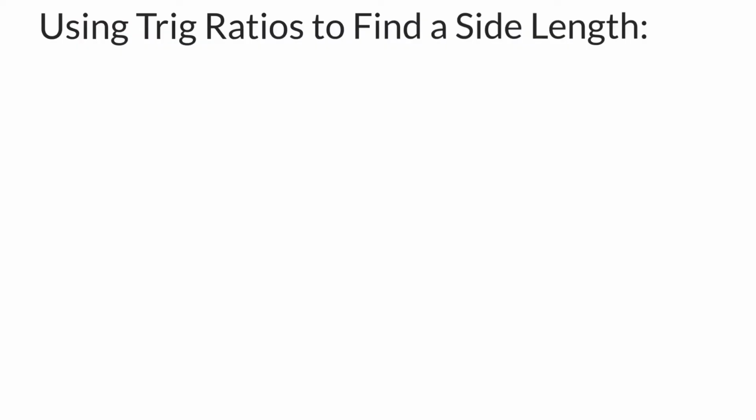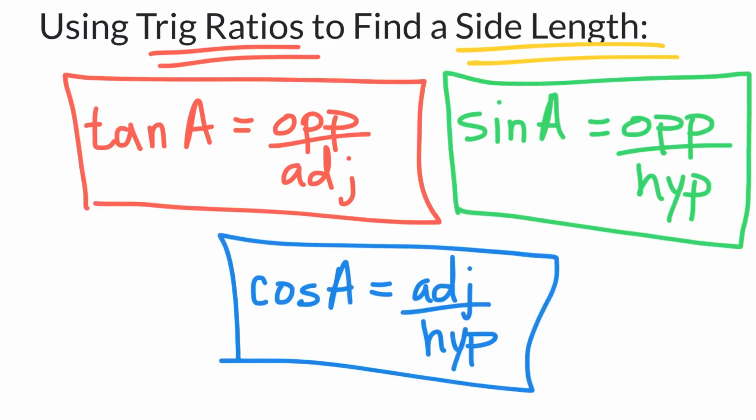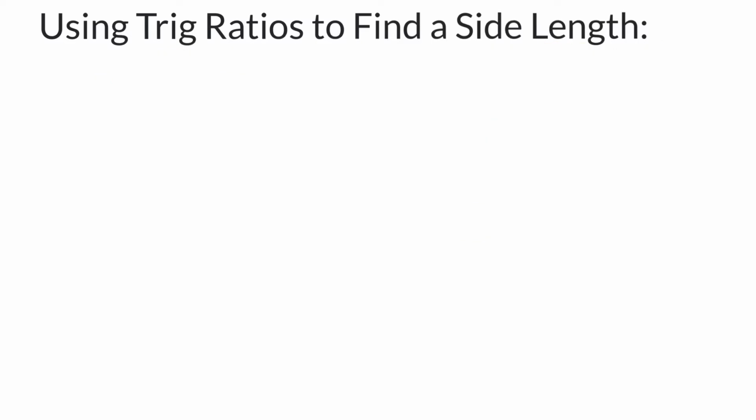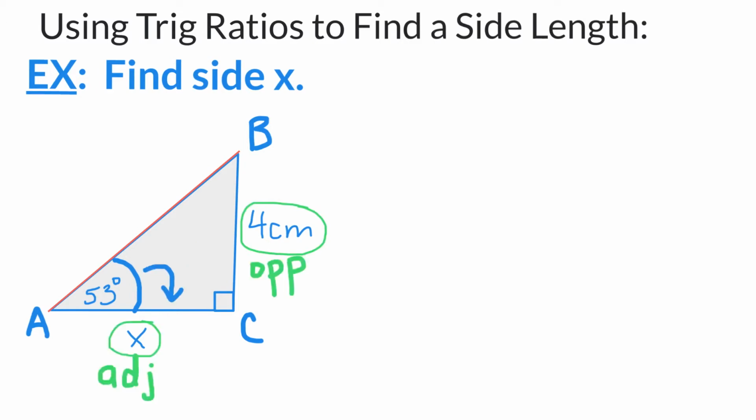Method, we are going to use the trig ratios to find a side length. Let's look at the following example. Notice what is given in this right angle triangle. Angle A is 53 degrees. According to angle A, we are given 53 degrees, 4 centimeters is the opposite side, and we're trying to find adjacent side x.